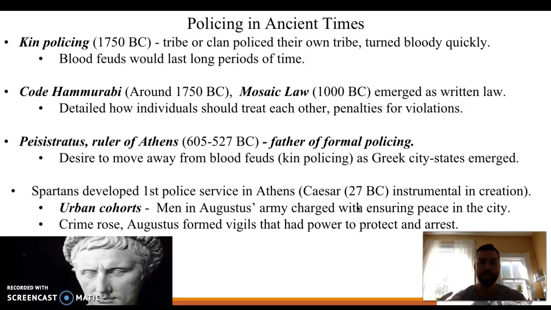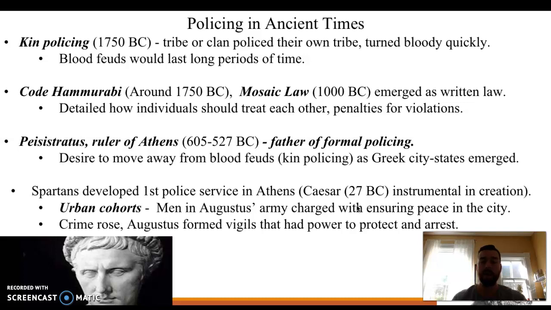Now, in terms of the father of formal policing, the reason we call this Athenian ruler the father of formal policing is because this is where you start to see the first iterations of these early city-states emerge in Greece. And the Athenians wanted to move away from these blood feuds, move away from the kin policing.